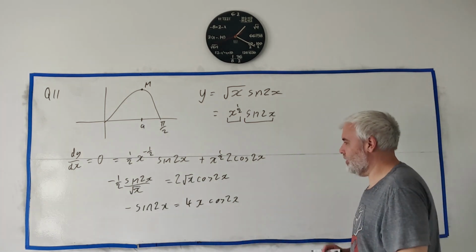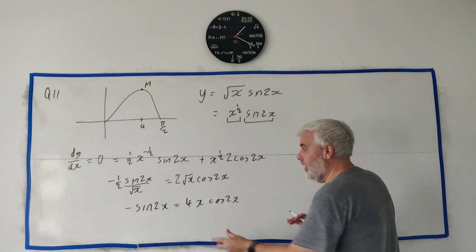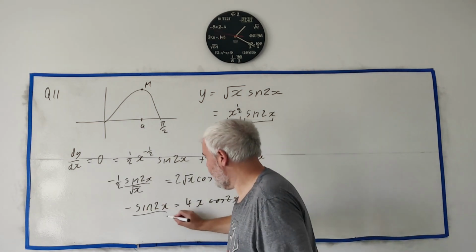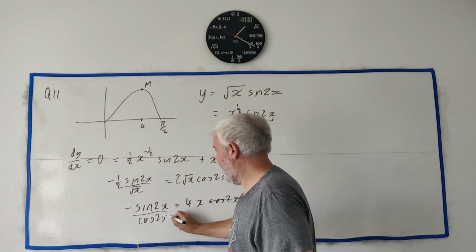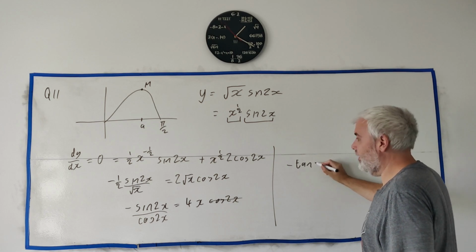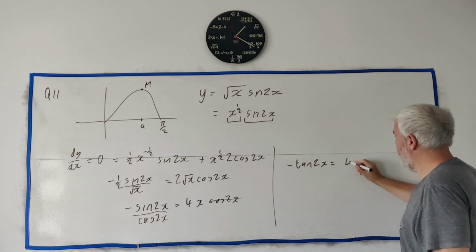But I wouldn't worry about that too much yet. Let's just get that tan. We have a sine 2x, a cosine 2x. If we divide both sides by cosine, we'll get that. That just becomes pretty much the answer. Minus tan 2x is equal to 4x.